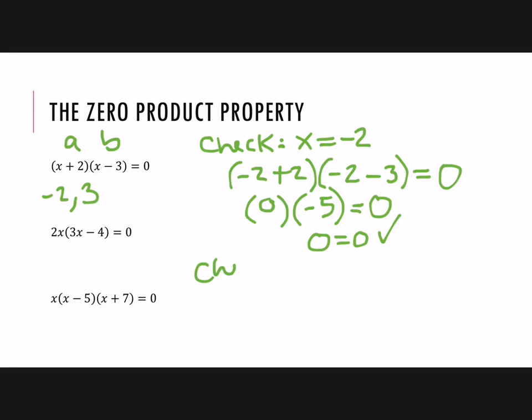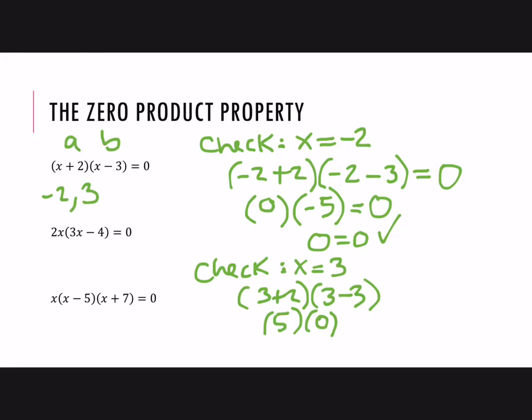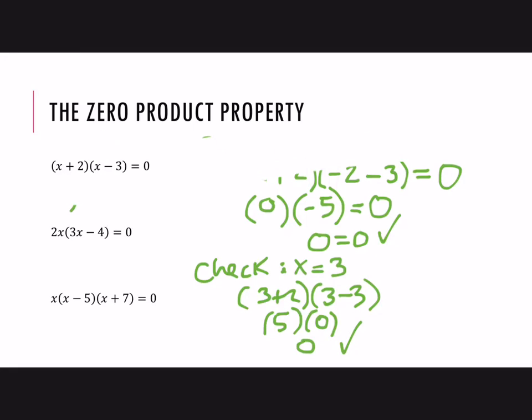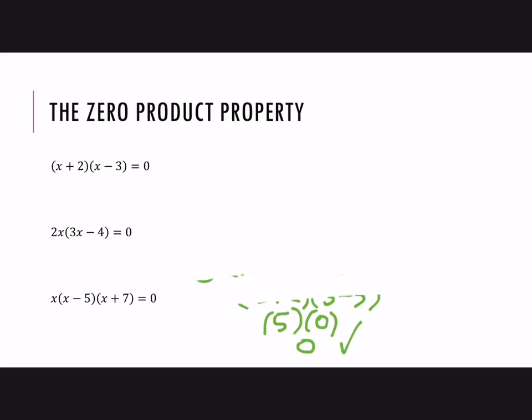And then we have a second check. We can also check the value 3, x equals 3. So we have 3 plus 2 and 3 minus 3. And that's 5 times 0, and that is 0, so that checks out as well. All right, how about the second one? 2x times 3x minus 4 equals 0.